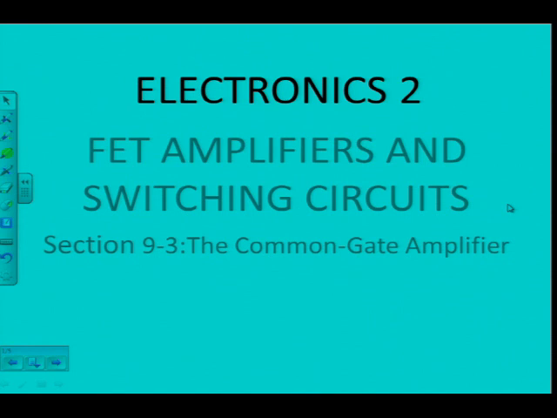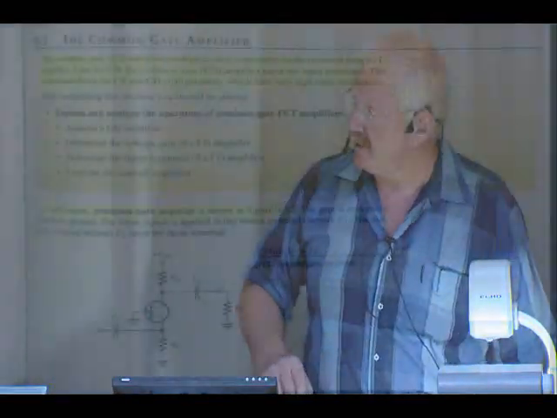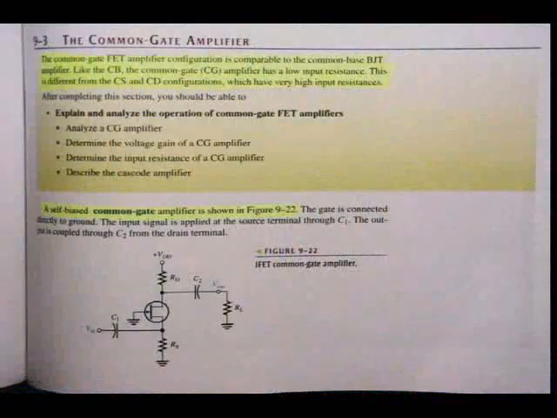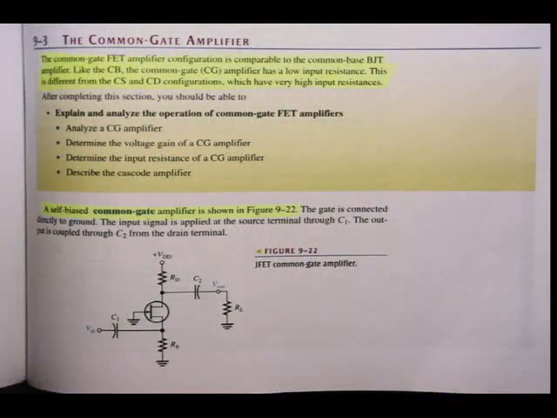Okay, we're going to carry on still with the chapter on field effect transistor amplifiers and switching circuits, specifically section 9.3, the common gate amplifier, the last of the three configurations of field effect transistor amplifiers. Alright, let's have a look at the introductory paragraph in our textbooks on page 451.